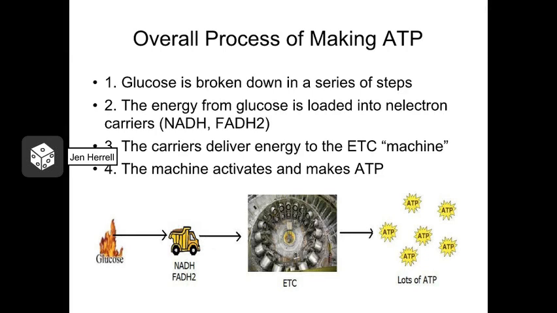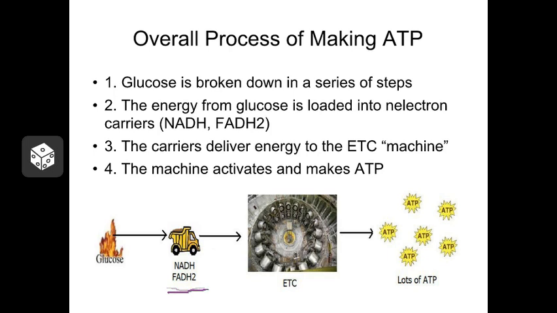Here is the overall process for our metabolic pathway, our overall process for making ATP. First, we're going to break down glucose. So again, we're going to break it down through a series of steps and suck a little bit of energy out of it several times. I represent that with a fire. Burning glucose releases its energy. Next, that energy is going to be funneled into our dump trucks, our NADH molecules and our FADH2s. They're going to get loaded with energy and they're going to carry it somewhere else in the cell.